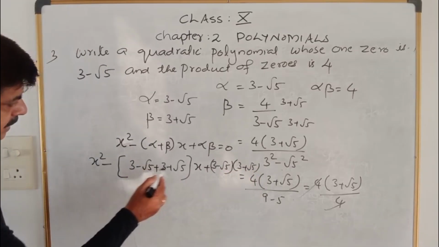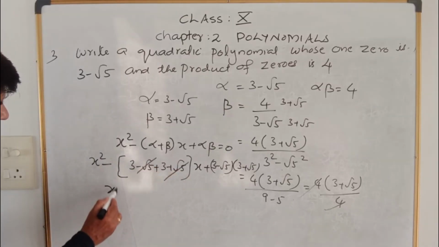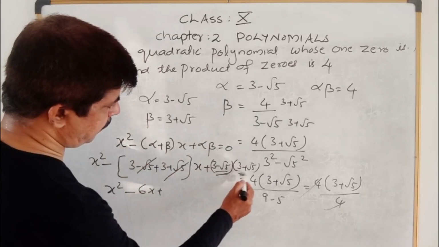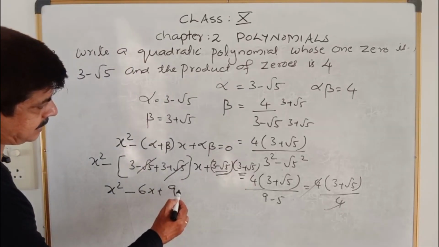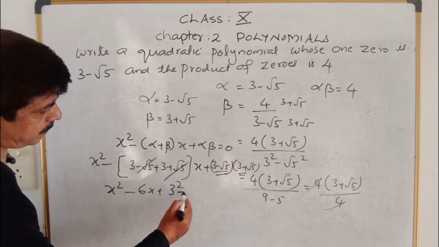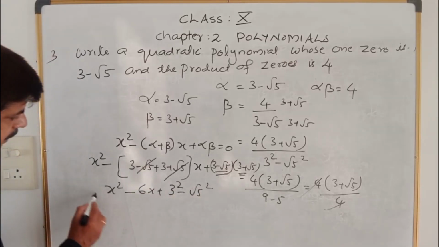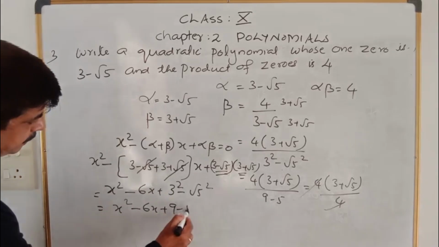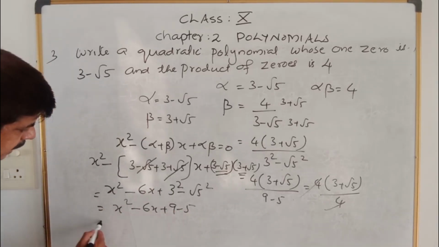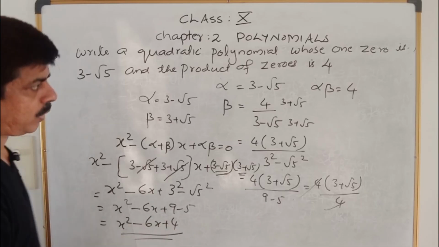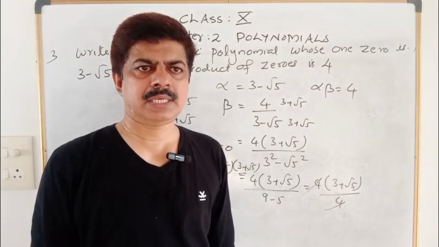So by simplifying this, this is cancelled, x square minus 6x plus, now here a minus b, a plus b, what? a square minus b square, 3 square minus root 5 square. So the answer, what? x square minus 6x plus 9 minus 5. What is our answer? The equation x square minus 6x plus 4. This is the required polynomial. Is it clear?